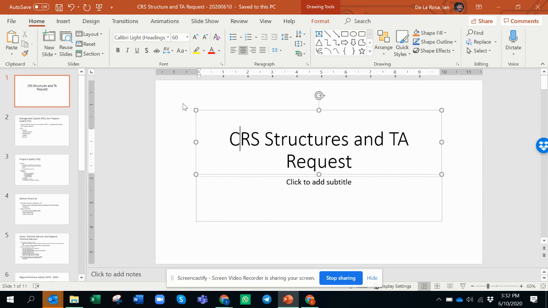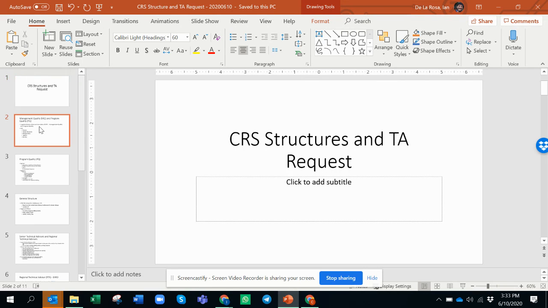Considering we have staff that may not be as involved in this process, or new staff who have taken on new responsibility, I thought I'd cover a few things. One is some structure issues and some names that you may hear over your time working with CRS, but also how you can call down technical advisor support.